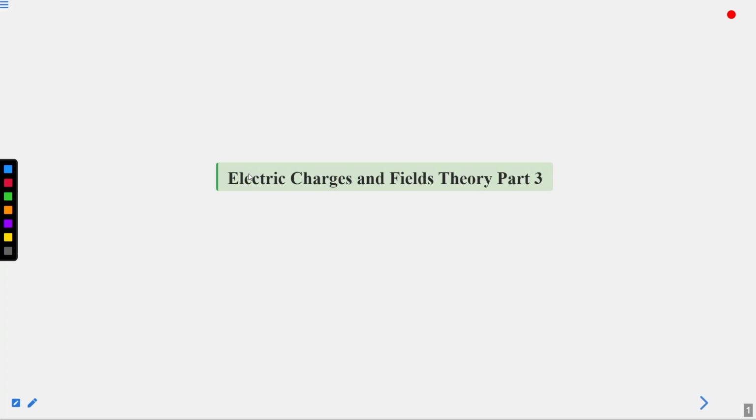Hello students, in today's lecture we are going to learn about electric charges and fields, and this is theory part 3.